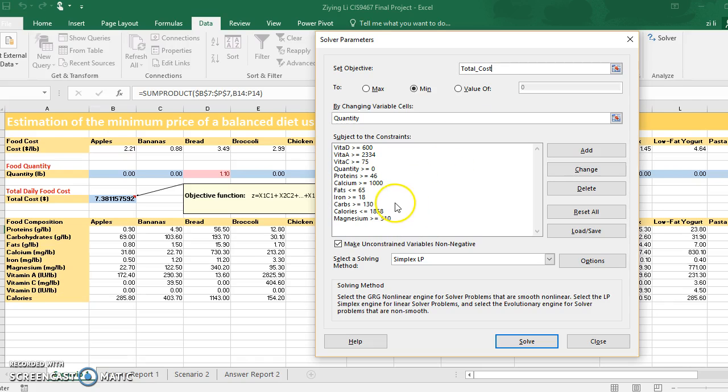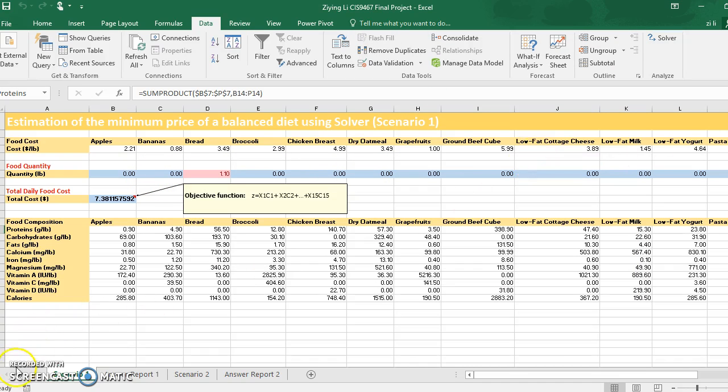First of all, the quantities need to be positive, and the combination of food will provide the minimum nutritional needs that we just mentioned. For example, it will provide a maximum of 65 grams of fat, a minimum of 18 milligrams of iron, and a minimum of 130 grams of carbohydrates, and so on. And we will solve this problem using the simplex LP method. And if we hit solve, it will return the solutions that you are seeing on my screen.